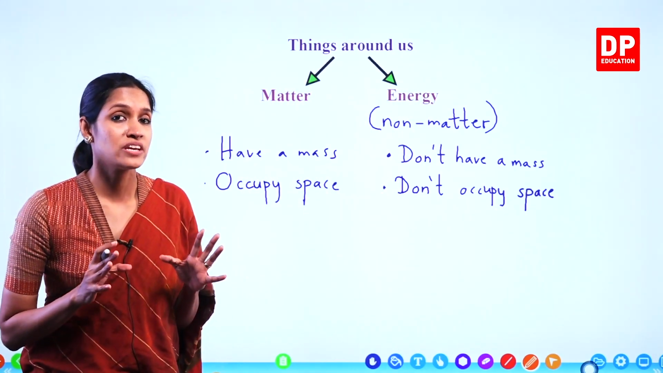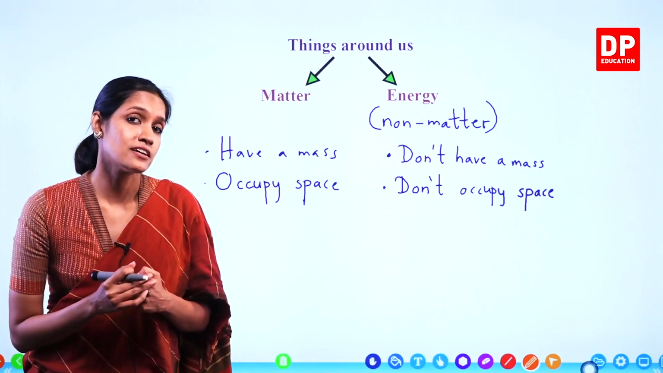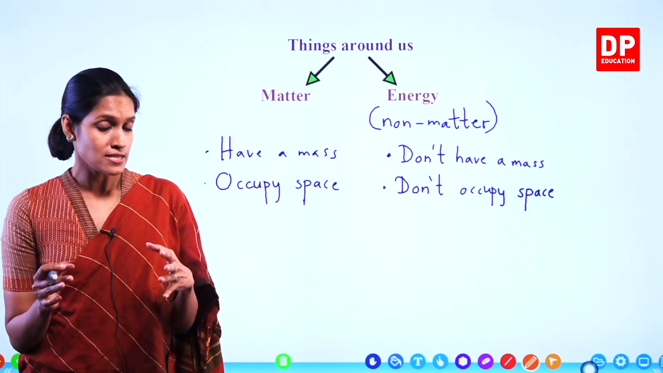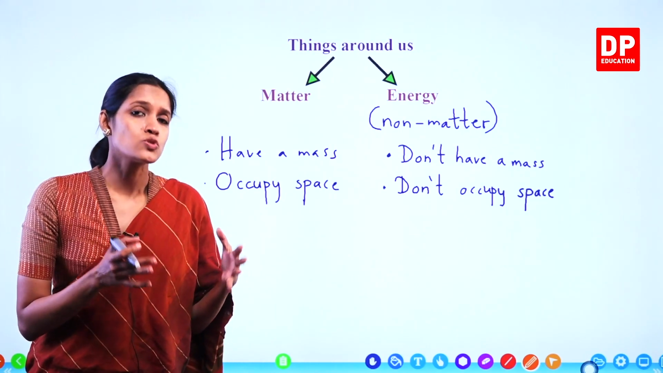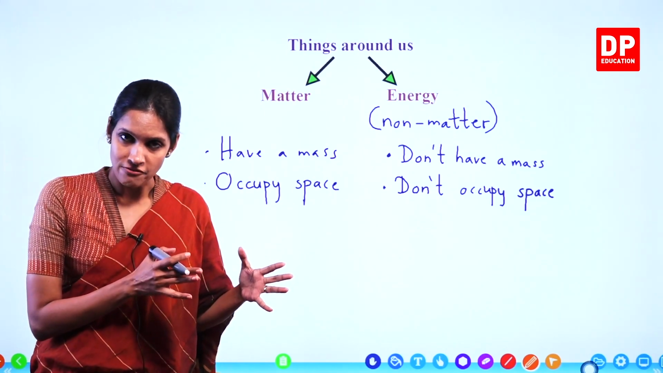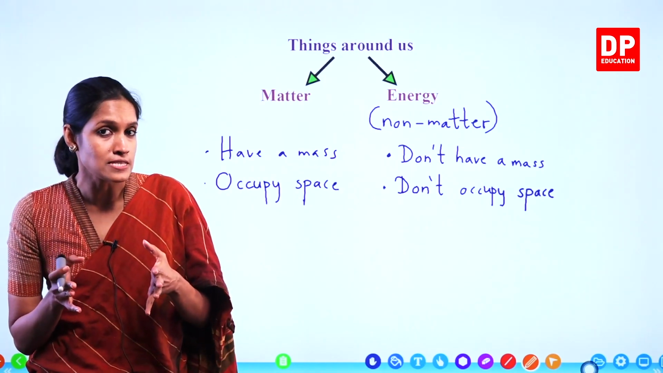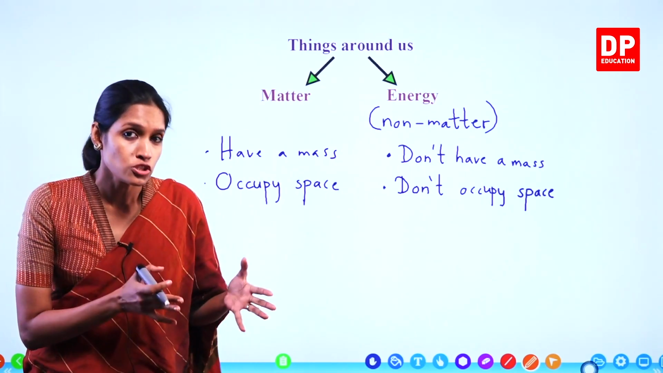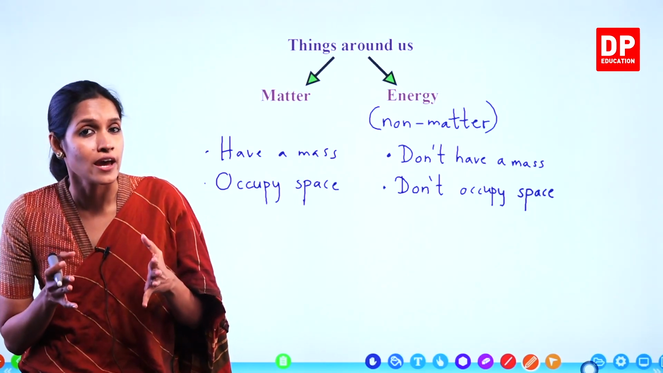Right? So it's very clear the things in the environment or the things around us, there are two things, matter and non-matter. Matter means the things with a mass and the things that occupy space in the environment. Understand? And non-matter or energy means the things that do not occupy space in the environment and the things that do not have a mass.